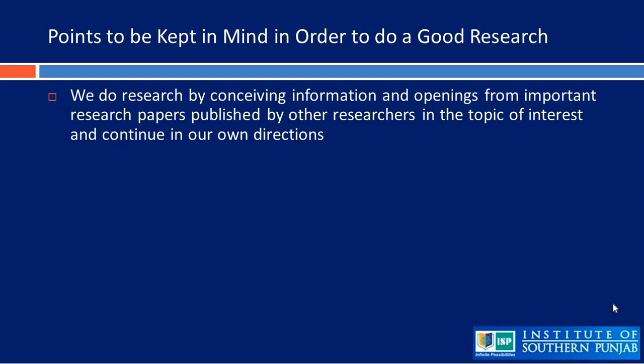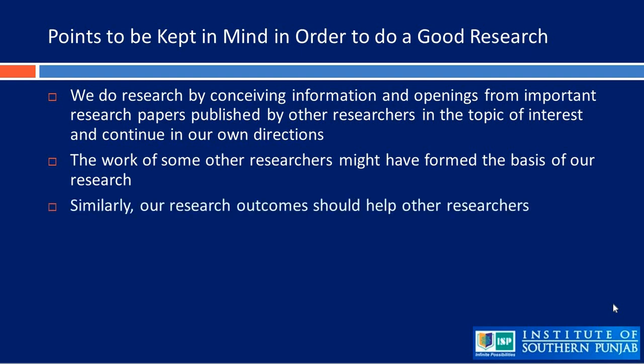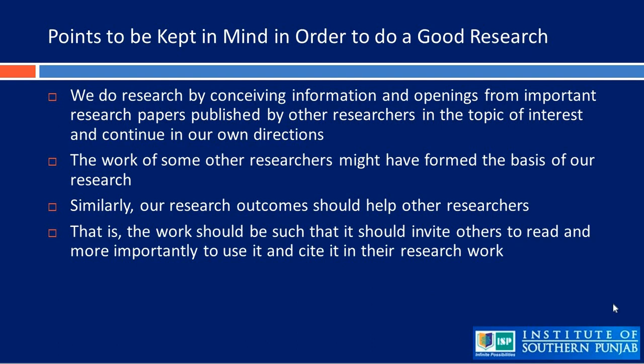Moreover, we do research by conceiving information and openings from important research papers published by other researchers in the topic of interest and continue in our own directions. The work of some other researchers might have formed the basis of our research. Similarly, our research outcomes should help other researchers. That is, the work should be such that it should invite others to read and, more importantly, to use it and cite it in their research work.